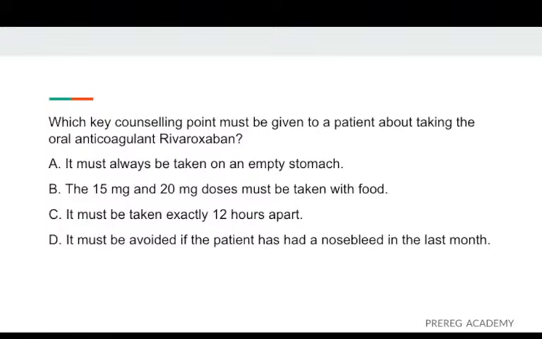Which key counseling points must be given to a patient about taking the oral anticoagulant rivaroxaban? What's the key counseling points? A, B, C, or D? Yes, option B is correct. So remember that 15 and 20 milligram must be taken with food. Don't forget that.